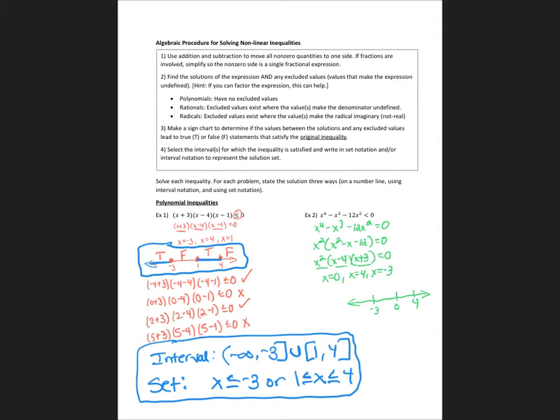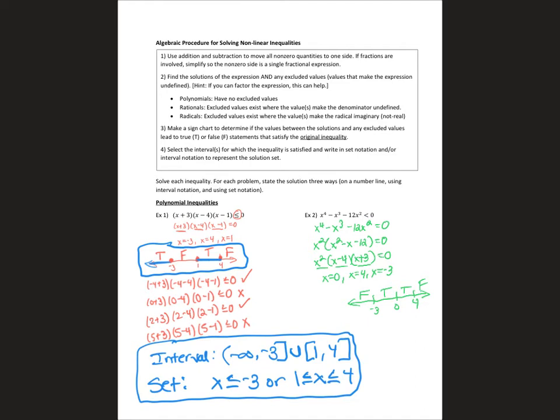So if I pick a point to the left of -3, let's say I pick -4 again, if I plug it into the original inequality, I would see that this is going to be false. If I pick a point between -3 and 0, let's say I pick -1, I would see that it satisfies the inequality, so true. If I pick a point between 0 and 4, let's say I pick 2, if I plug 2 for x into that original inequality, I would see that I get a true statement. And then if I pick a point to the right of 4 and plug it in, I would see it's going to be false. It does not satisfy that original inequality.